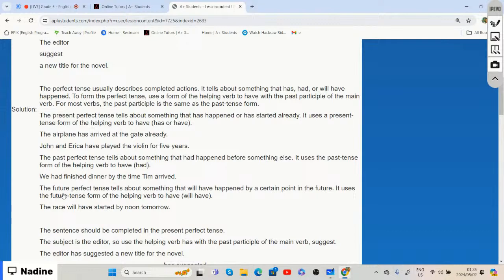For example, we have the present perfect tense, right? And the present perfect tense tells about something that has happened or has started already. And it uses the present tense form of the helping verb to have, which is has or have. Then we have another one that says that airplane has arrived at the gate already. And then we have the past perfect tense, which tells about something that had happened before something else, right? And it uses the past tense form of the helping verb to have, or we can say had.